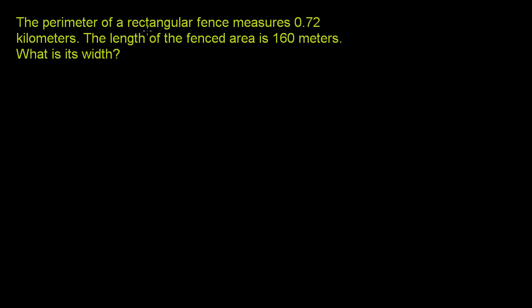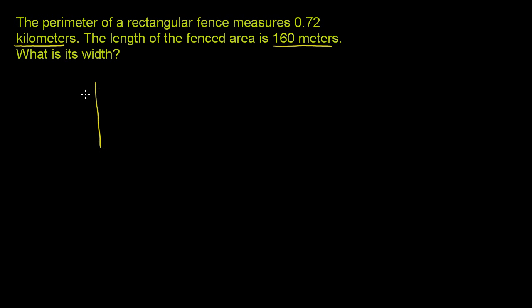The perimeter of a rectangular fence measures 0.72 kilometers. The length of the fenced area is 160 meters. What is its width?